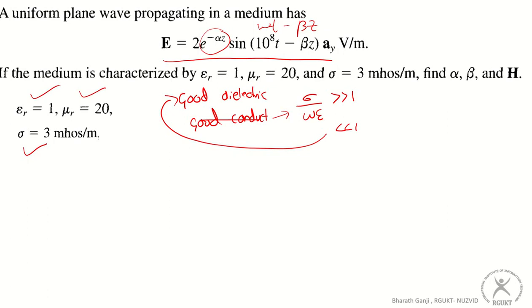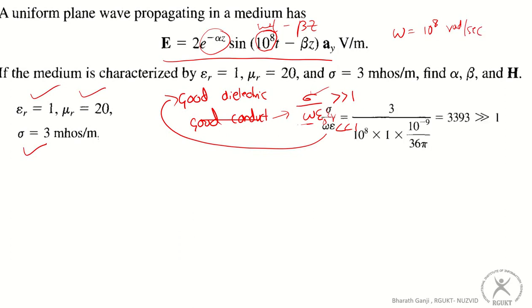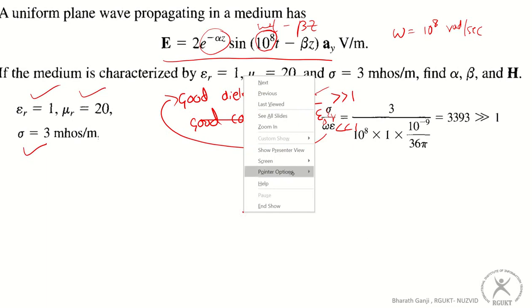So let me use this one to know whether what. So you have sigma here, you have epsilon here. Epsilon is nothing but epsilon naught and epsilon r. Only thing which we don't have is omega, but in fact omega is here. Like in this equation, we can see omega is nothing but 10 to the power of 8 radians per second. So we have omega, so it's time to calculate sigma by omega epsilon, right?